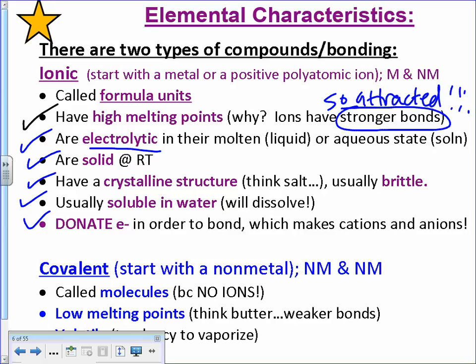The whole thing with the crystalline structure being brittle, who's ever seen one of those huge salt blocks, like for deer licks and stuff? Deer licks? Nobody grew up in North Carolina? Okay, so we're in the South, people. Okay, so there are these huge salt blocks they put out for deer to lick. If you drop one of those, it breaks everywhere.